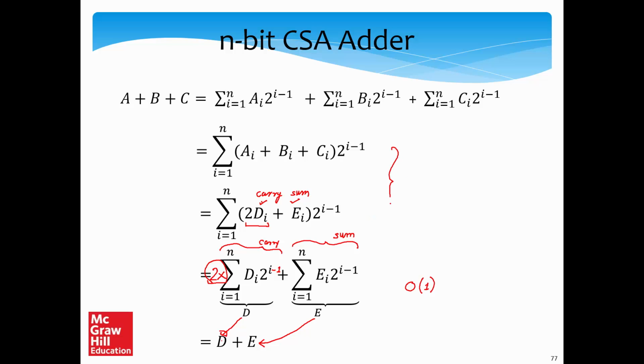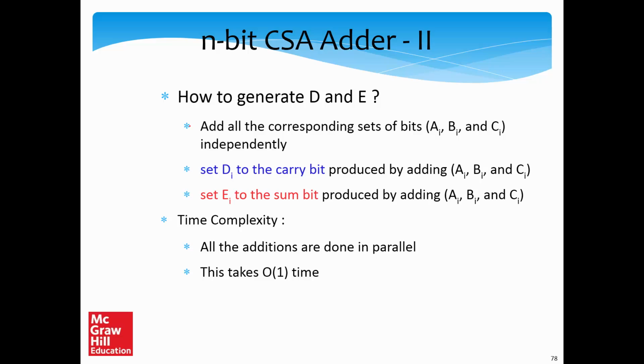So this takes constant time. Then forming the number with these bits also takes constant time. And left shifting by one position also takes constant time, so it's not an issue, right? So that's the reason getting d plus e from a plus b plus c, the entire operation is a constant time operation. So it's just a summary of what we just discussed.